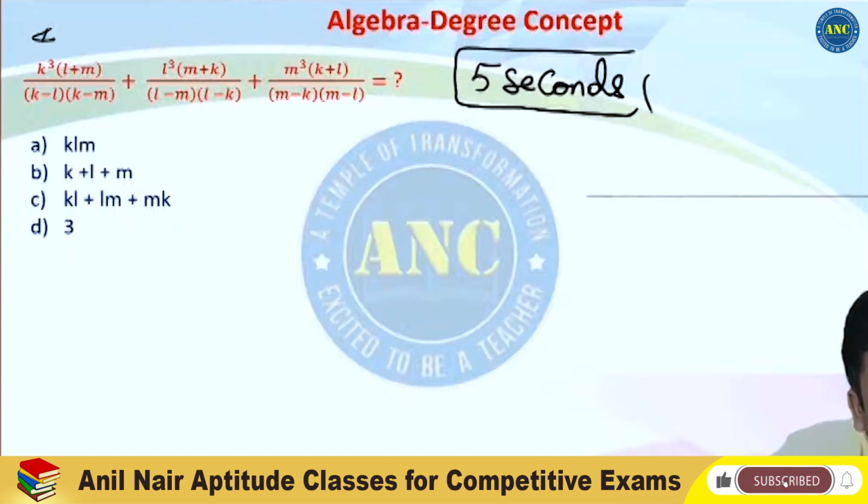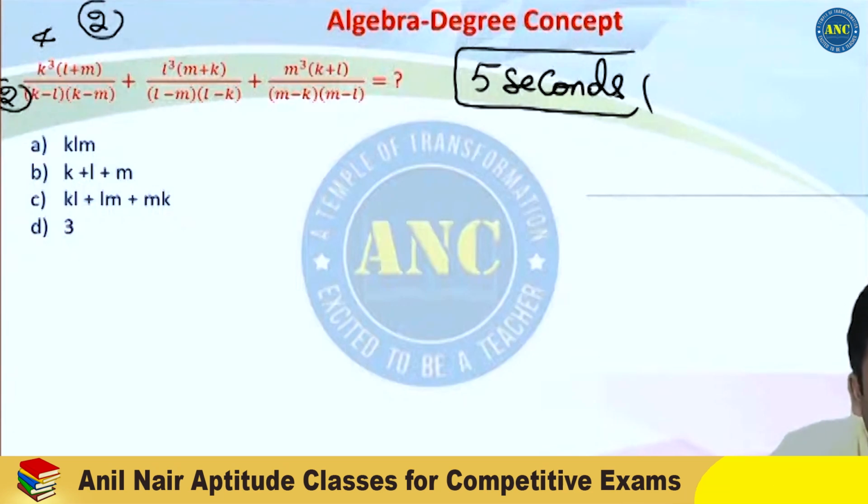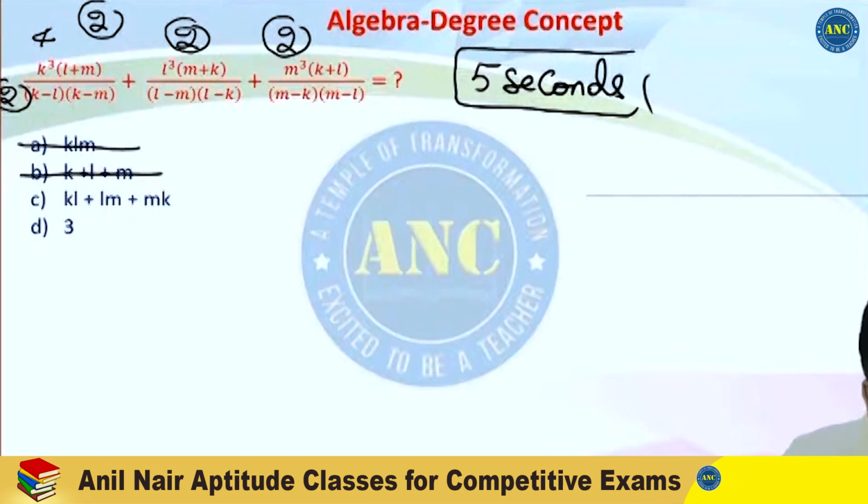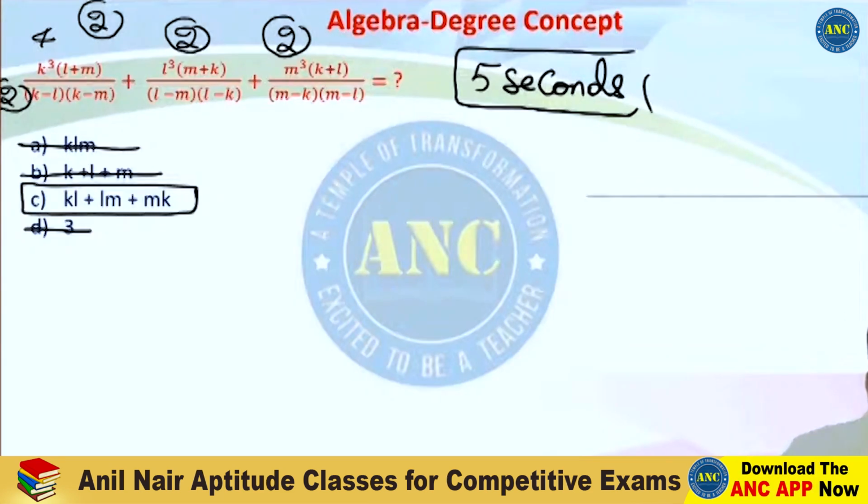3 plus 1, degree it is 4. K square, it is also 2. 4 minus 2, it is nothing but 2. It is also nothing but 2. Highest degree of 2, 2, 2. Answer should be 2. This is degree 3. Degree 1, constant. So answer is nothing but option C. Just by looking at a question itself, you will get to know.